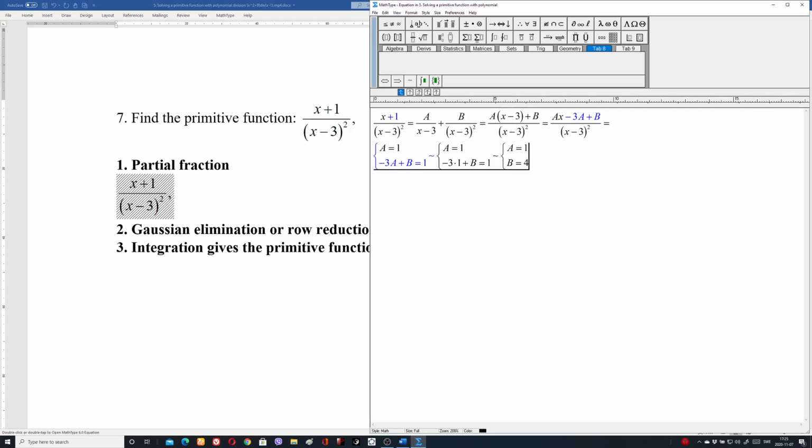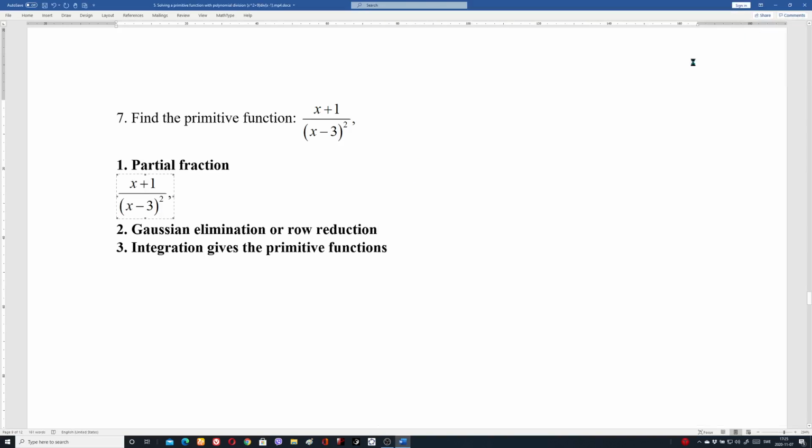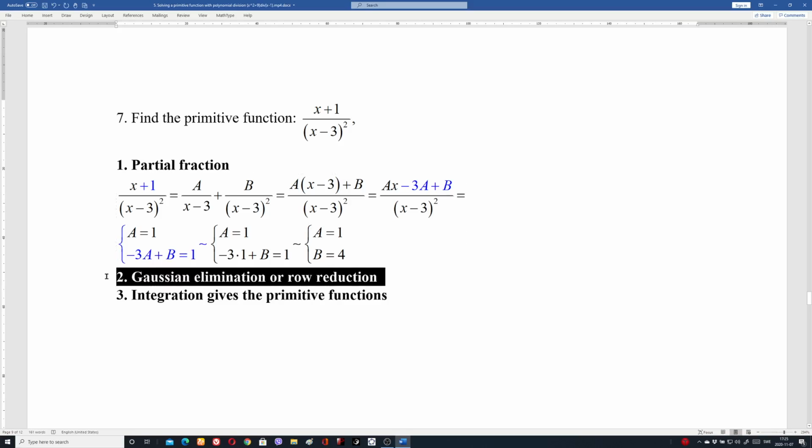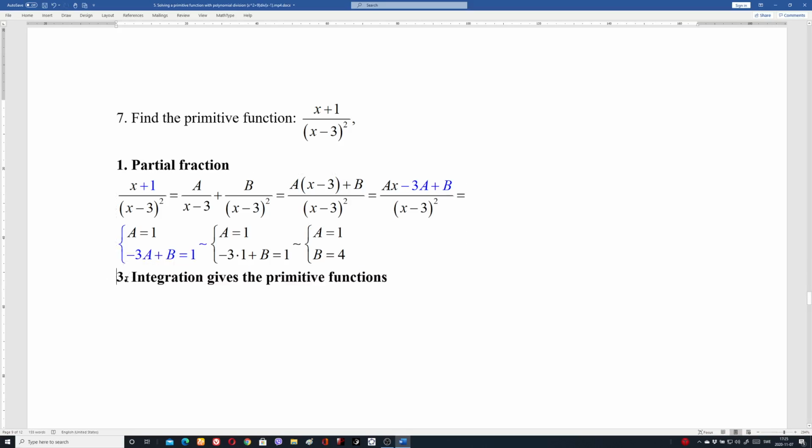So now we have this partial fraction already. So now we'll just copy this one here. But before I do that, I don't need this Gaussian elimination. I need just direct integration.